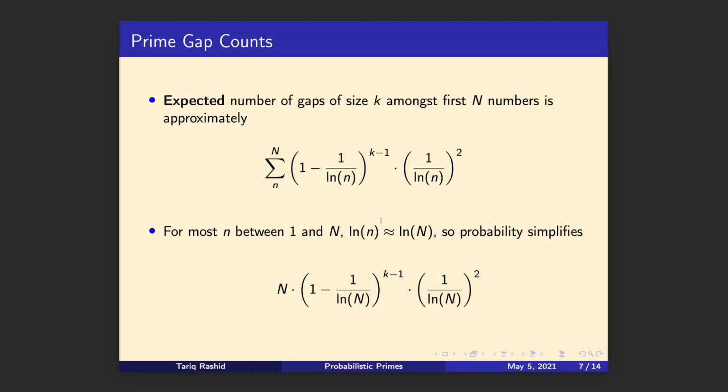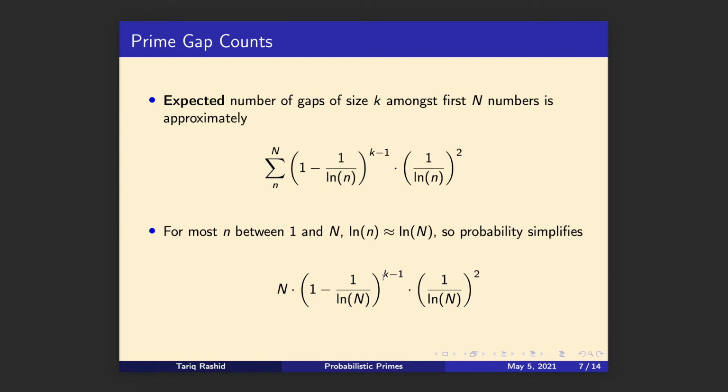So making that approximation, that log n is approximately the upper limit, log of capital N, we can simplify this sum of probabilities to n times the probability. And this one is now the expected number of gaps of size k.